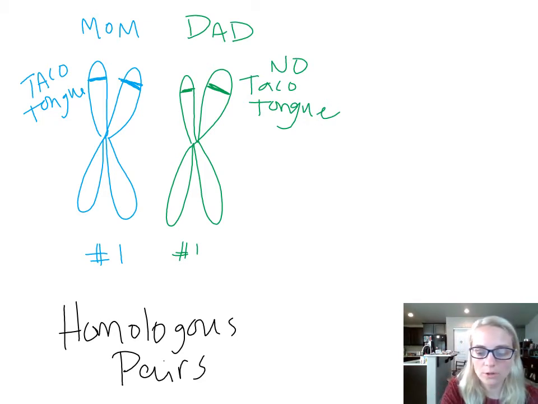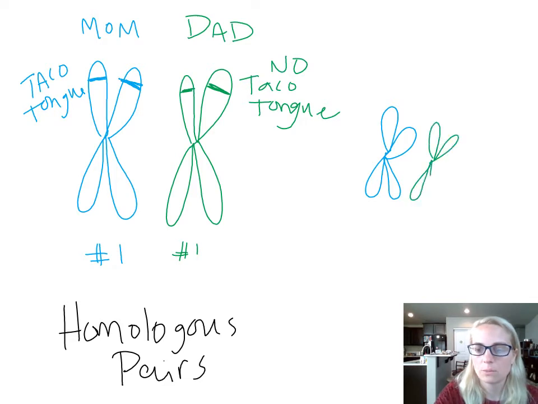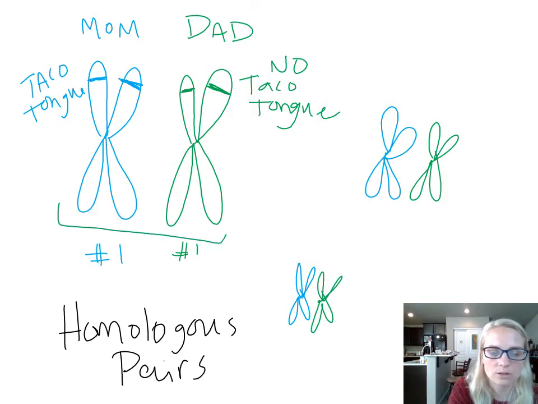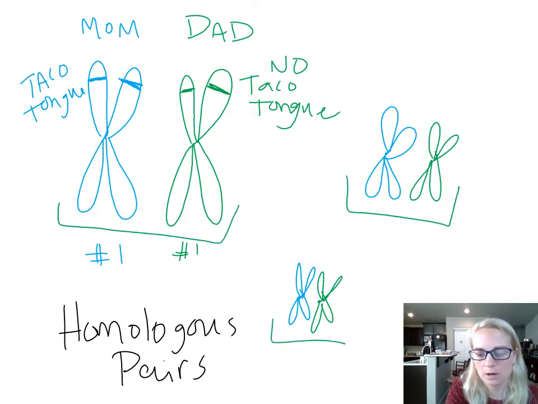If I wanted to do other chromosomes, I could do maybe chromosome 15, one from mom, one from dad. These are homologous pairs. I could do chromosome number 22, right? One from mom, one from dad. They're the partners. They're going to have the same genetic information, albeit maybe different versions of it. So maybe eye color, hair color, height, taco tongue, knuckle hair, whatever it happens to be. These are homologous pairs.